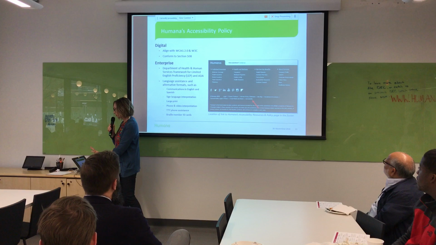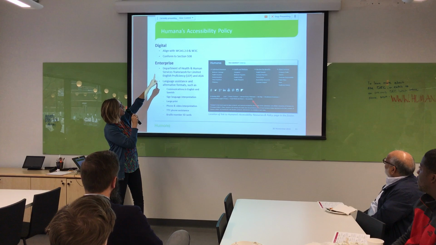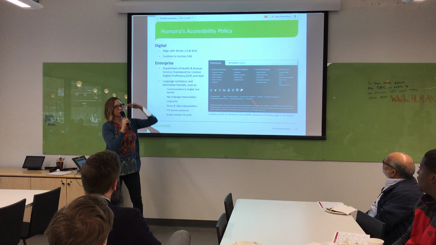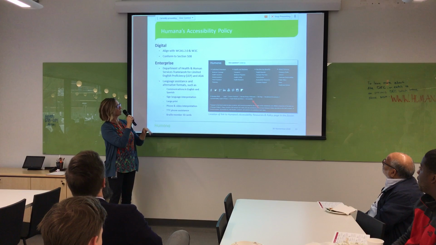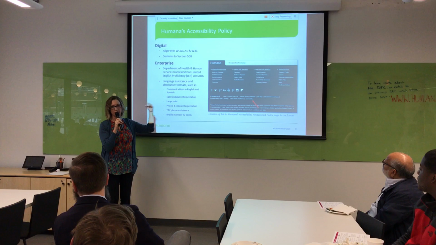So there are two levels of accessibility at Humana. I'm on the digital side of things, and we conform to two legislative standards, WCAG 2 and 508. But there's also a whole other level at the enterprise, designed to help people as part of the Americans with Disabilities Act. They provide things in different languages, sign language interpretation, large print, TTY phone, all kinds of things. Braille ID cards. So there's a whole other level that's outside of what I normally do, which is web accessibility.